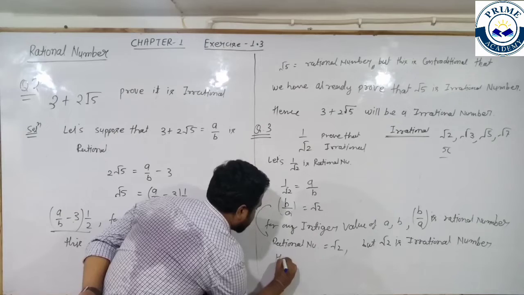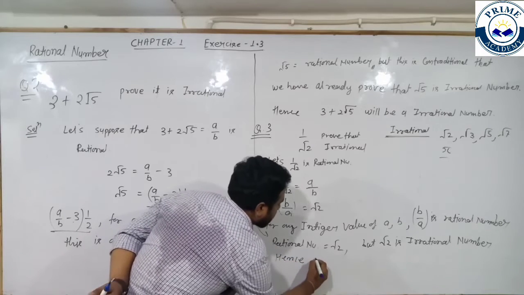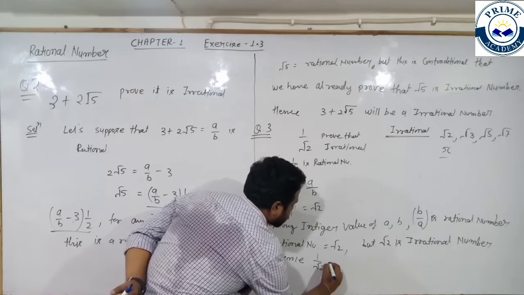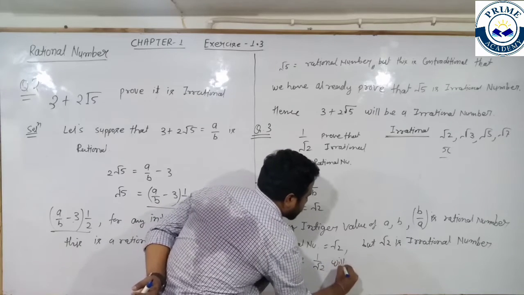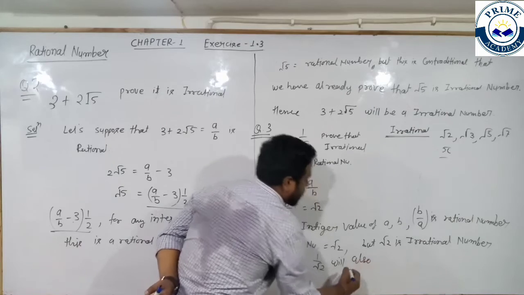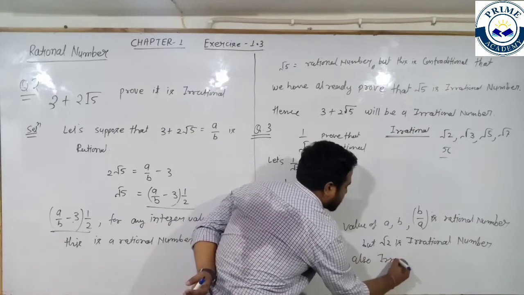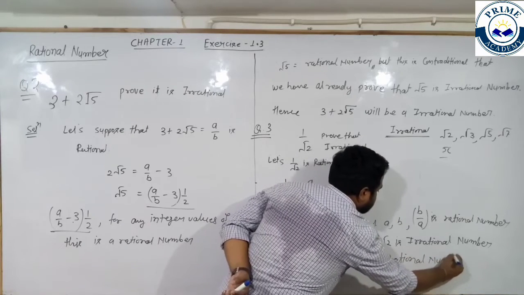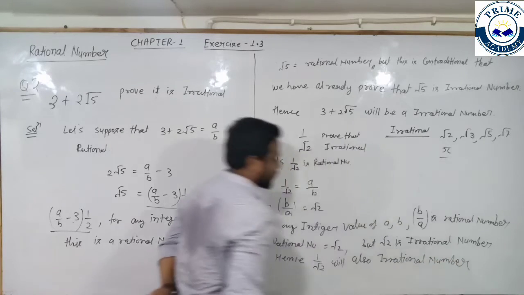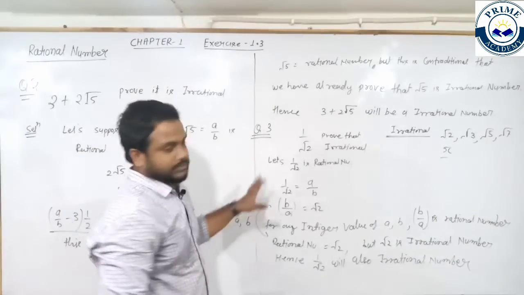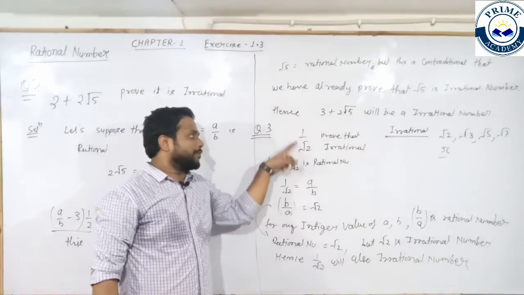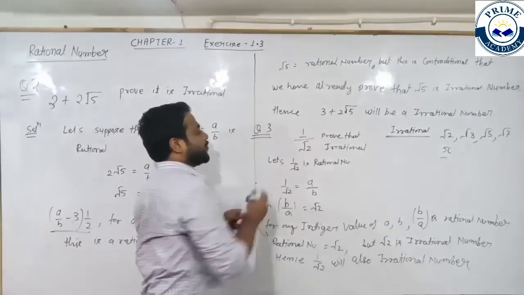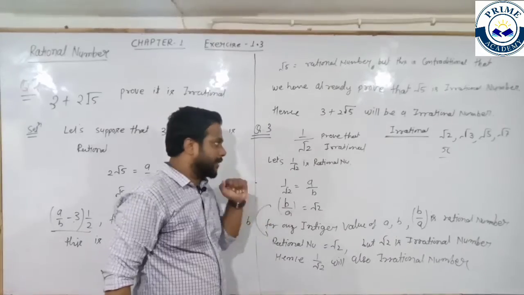Hence 1 by root 2 will also be an irrational number. Right? Simple things I am repeating. 1 by root 2, we have to prove that this is an irrational number.